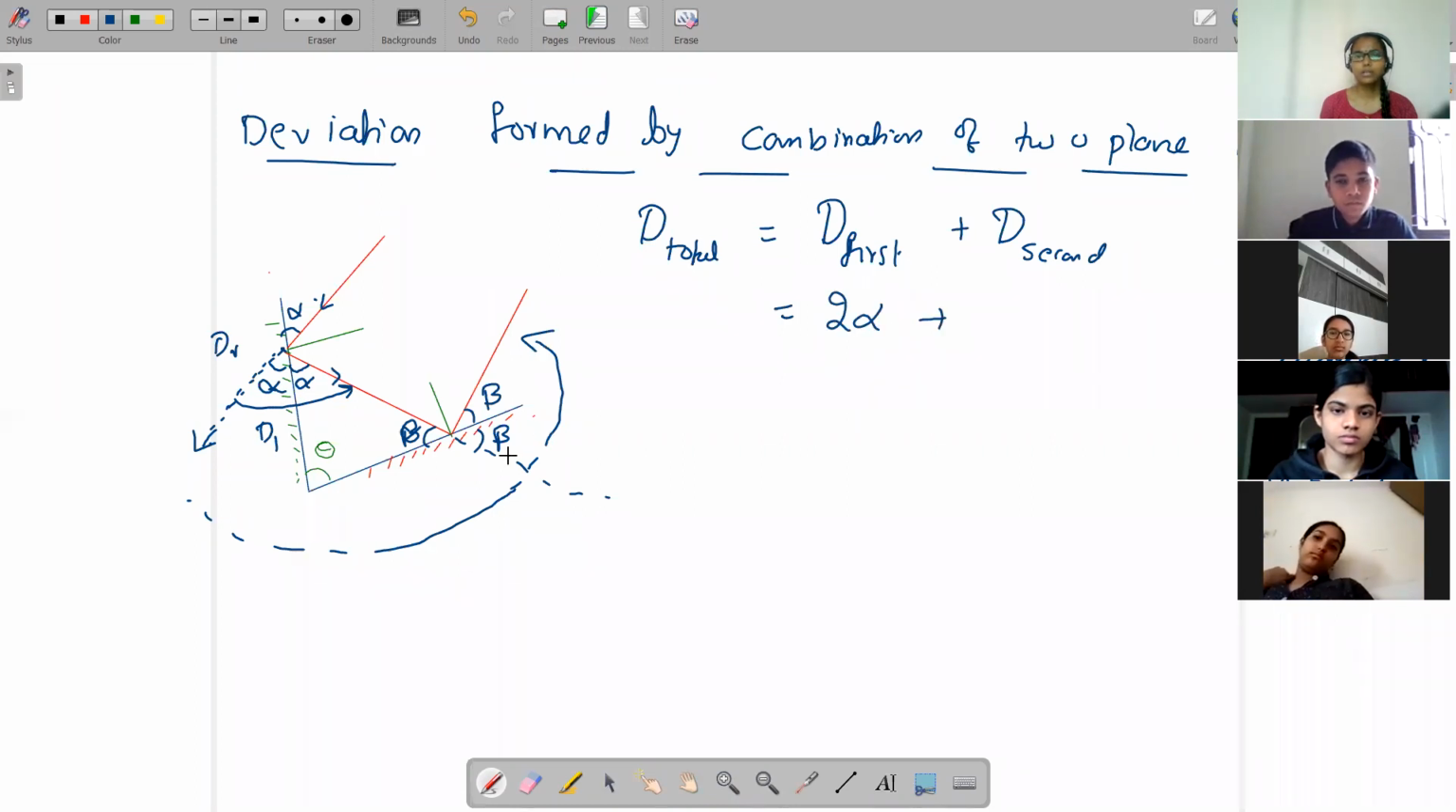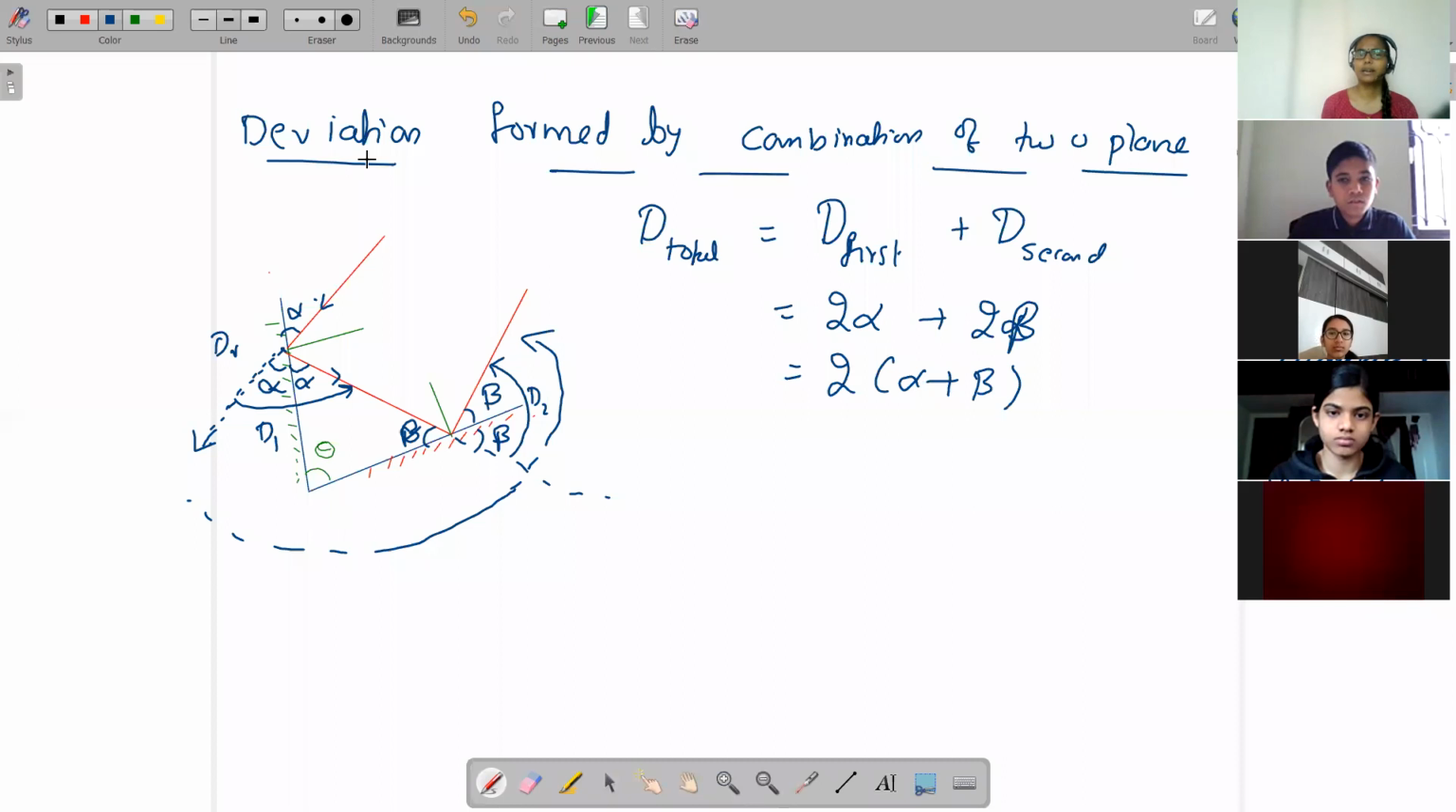Similarly, D2, you observe D2 from here to here. So this is D2. D2 is equal to beta plus beta, right? I can write it as 2 beta. So the total deviation is equal to 2 times alpha, sorry, this is beta, children. Alpha plus beta. So I need to calculate alpha plus beta.